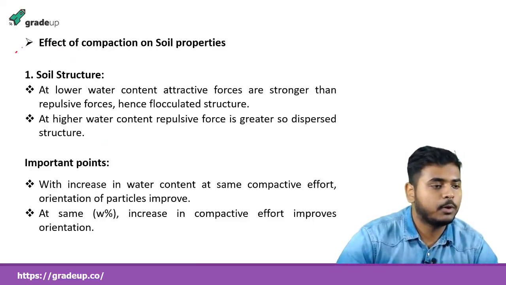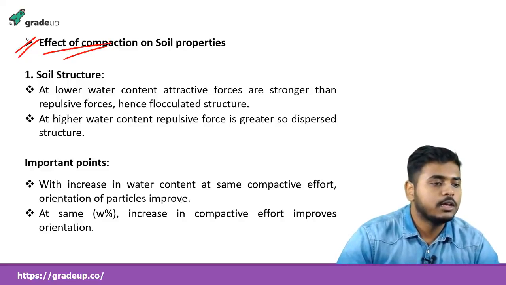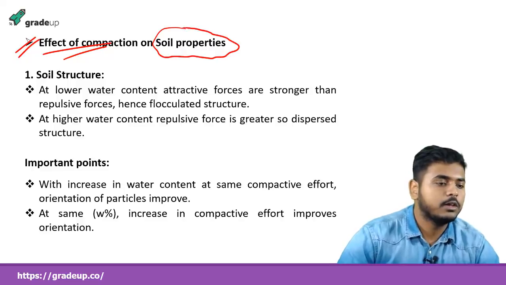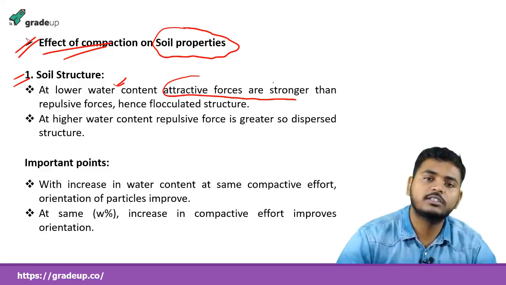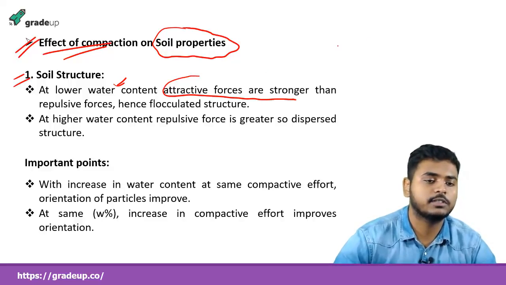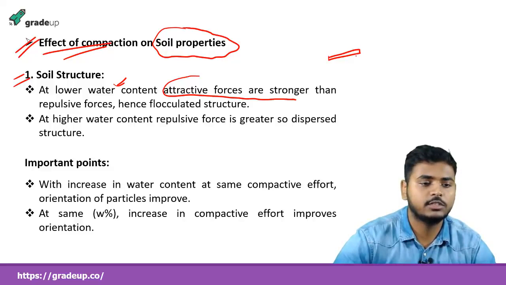Now this is an important concept, many theoretical concepts are asked from this. The effects of compaction on soil properties. Okay, first is the effect on soil structure. At lower water content, attractive forces are stronger. We have already studied about the flocculated structure and the dispersed structure in the previous slide. The flocculated structure is formed by edge to edge and edge to surface like this, and they have huge voids in between. Okay, this is the flocculated structure.